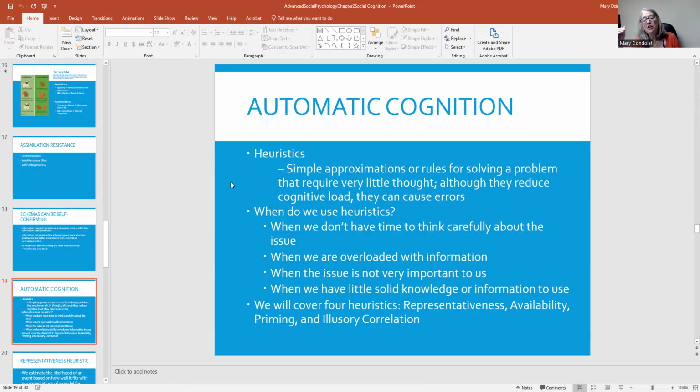So we especially use heuristics when we don't have time to think carefully about the issue, when we're overloaded with information, when the issue is not that important to us, or when we don't have enough solid information to use, like we don't really know that much about it. So I'm going to talk about 4 different heuristics just to give you examples of them, okay? And as a social psychology person, you should absolutely know these 4, okay?